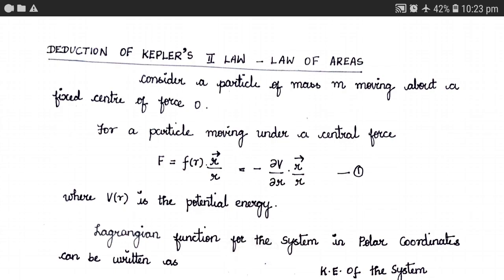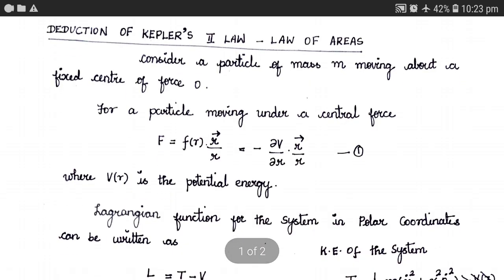Central force is the most important force which helps to solve Kepler's problem in classical mechanics. In this video, let us seek the assistance of central force to deduce Kepler's second law of planetary motion, which is also called the law of areas. Let us consider a particle of mass m which is moving about a fixed center O.